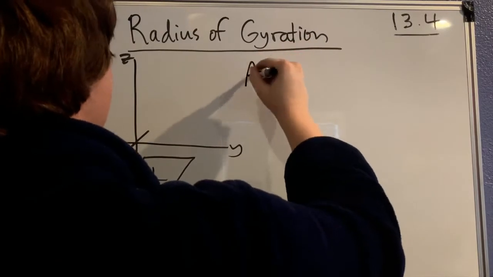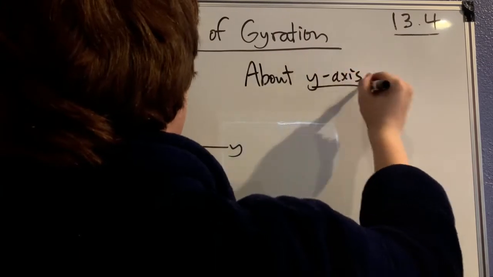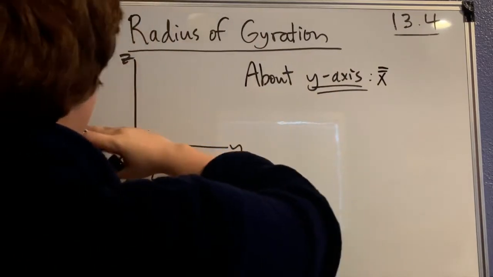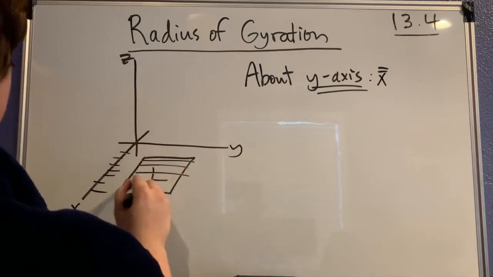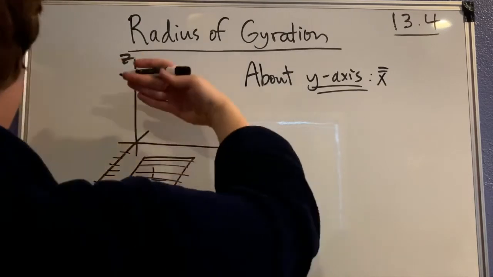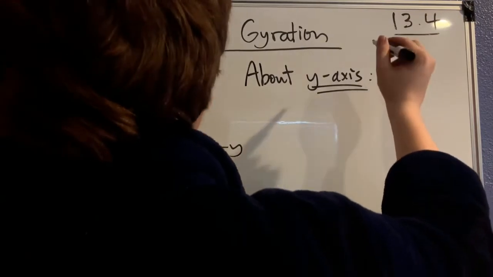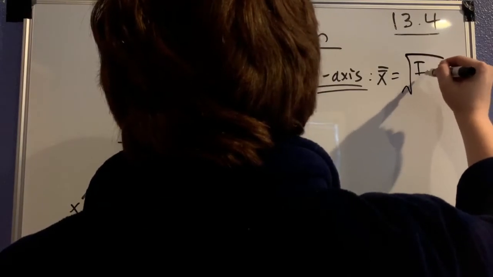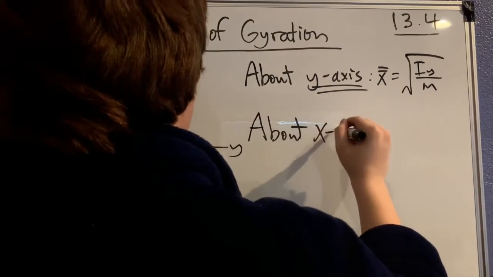So about the y-axis, it would be an x value, remember, because if it's along the y-axis, you have x values to where you want to rotate, where the mass is concentrated around this so that it changes how it rotates around the y-axis. X double bar, which is what the radius of gyration is notated as, equals the square root of the moment of inertia with respect to the y-axis over the mass. And it is the same thing for the x-axis.